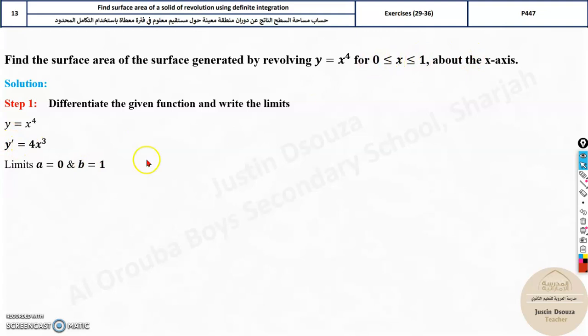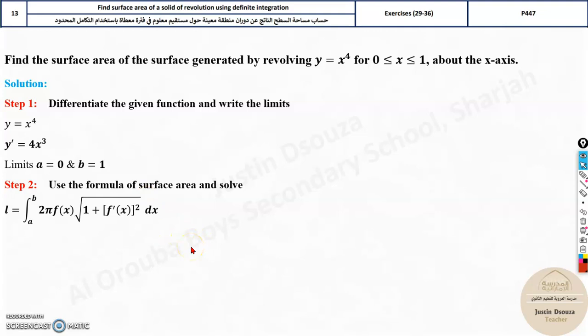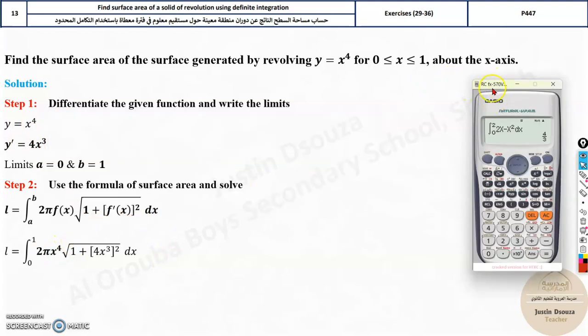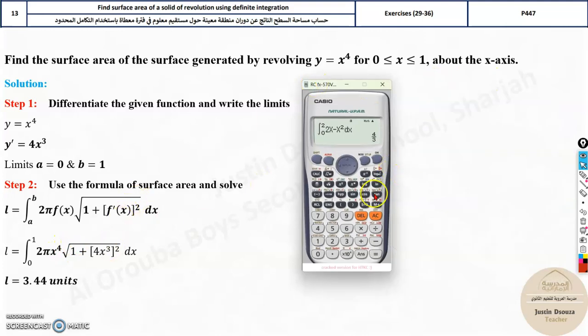The limits are given, 0 to 1. Use the formula and simply solve it directly. Use the formula 2 pi f of x. What is the function? The function is x to the power 4. Then square root of 1 plus f dash, which is 4x to the power 3, the whole square. That's it. Now all you need to do is put it in the calculator and solve. Your answer would be 3.44.